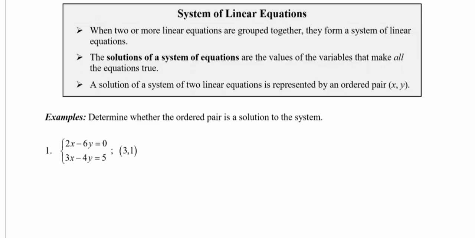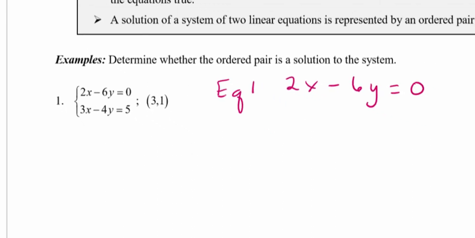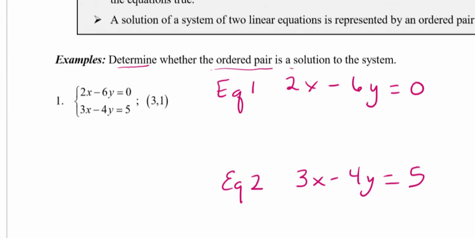So for example, take a look at example number 1 where you have a system of two linear equations. The first equation, equation 1, is 2x minus 6y equals 0. And then we have equation 2, which is 3x minus 4y equals 5. In this particular problem, they want us to determine whether the ordered pair is a solution to the system. They've given us the ordered pair (3, 1), and we need to see if this ordered pair is one of the solutions that will satisfy this system, which means that we're going to replace.